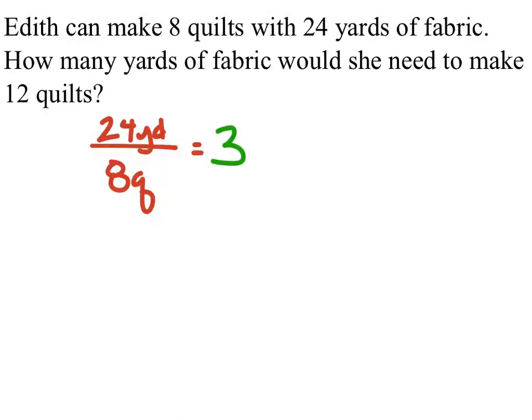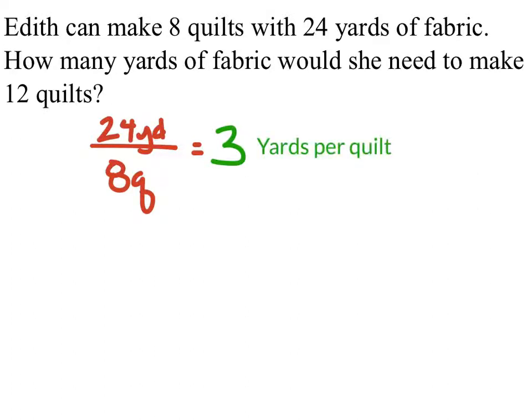Next up, Edith can make 8 quilts with 24 yards of fabric. How many yards of fabric would she need to make 12 quilts? So the first thing I would figure out is how many yards Edith will need to make 1 quilt. So to do that, I would take the 24 yards for 8 quilts, and I would divide it. So 24 divided by 8 is 3 yards per quilt.